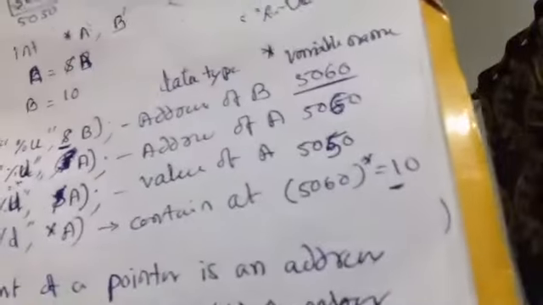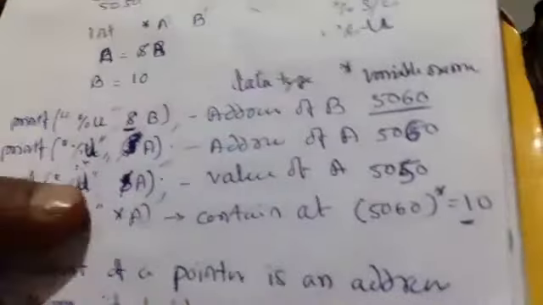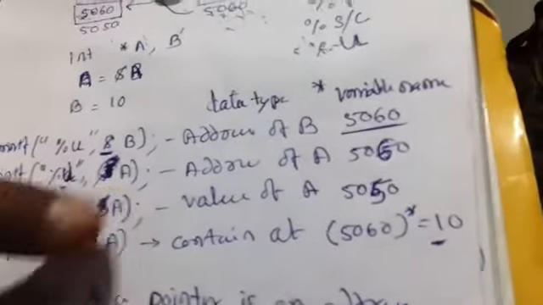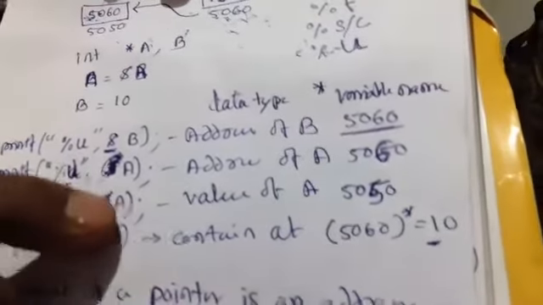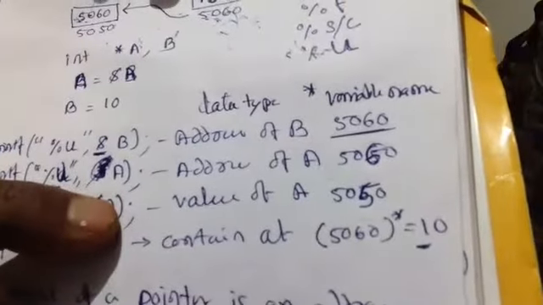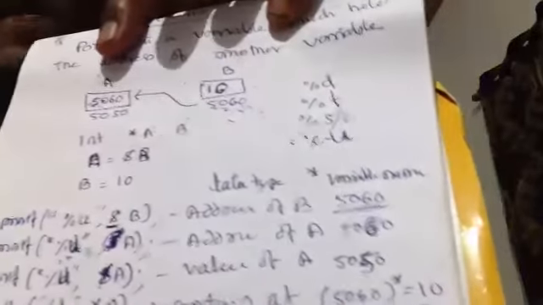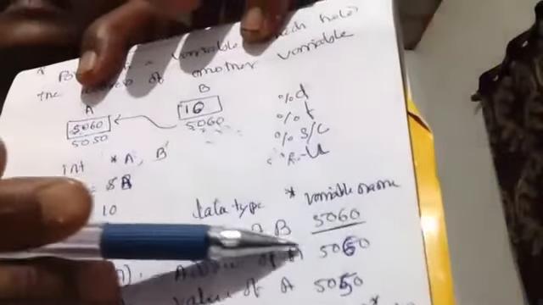Sir, can you repeat the third one? Third one, printf percentage u ampersand a. So ampersand goes for the address. So the address of a is what? 5060. From this, the address of a is what? 5050. So this is 5050. What is there? 5060.